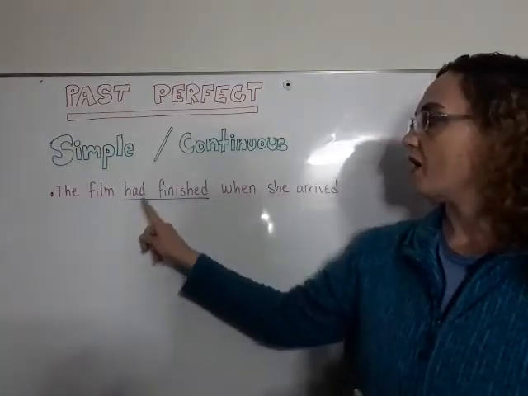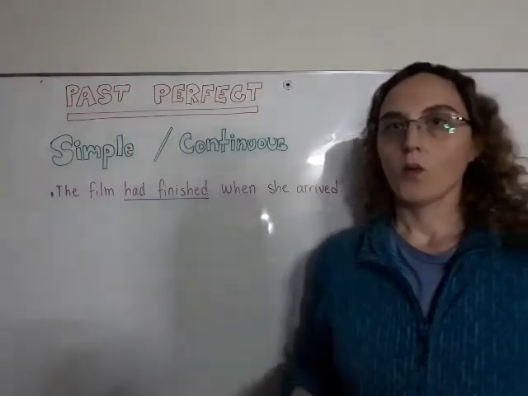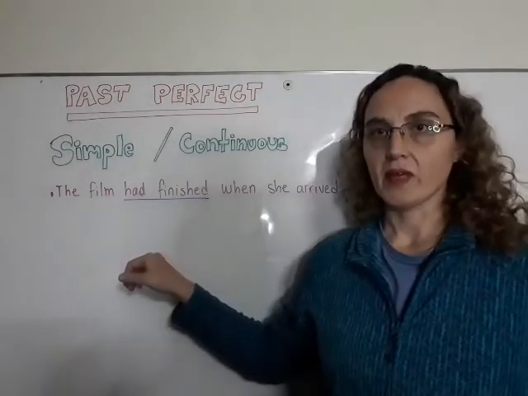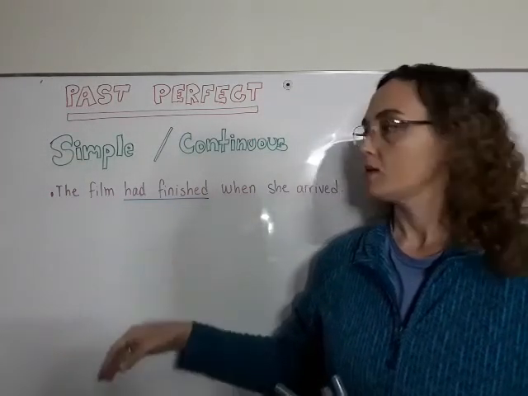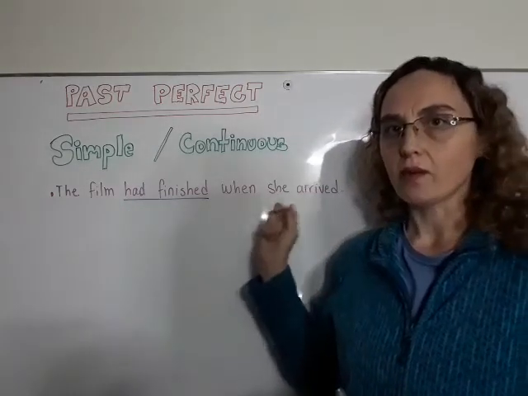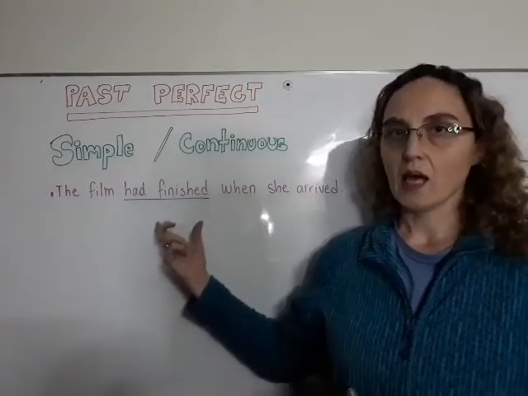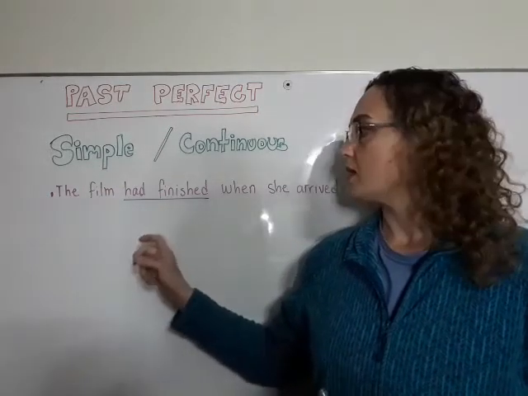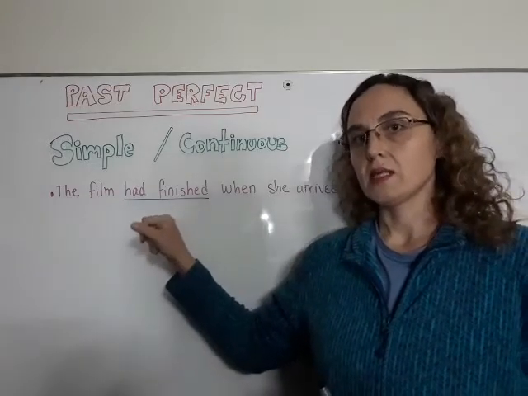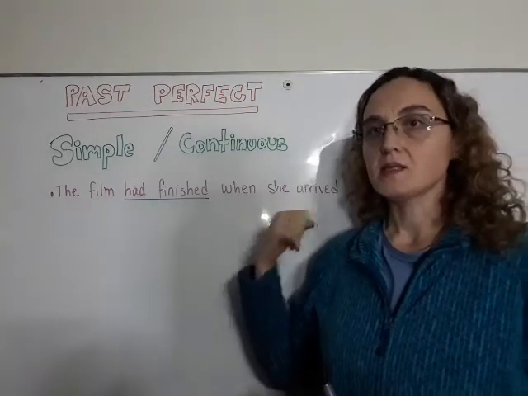The film had finished when she arrived. What is the action that happened first? She arrived, or the film finished? Okay, first the film finished, and then she arrived. So the activity that happened first in time is the activity that goes in past perfect, and the activity that happened later is the activity that goes in past simple.